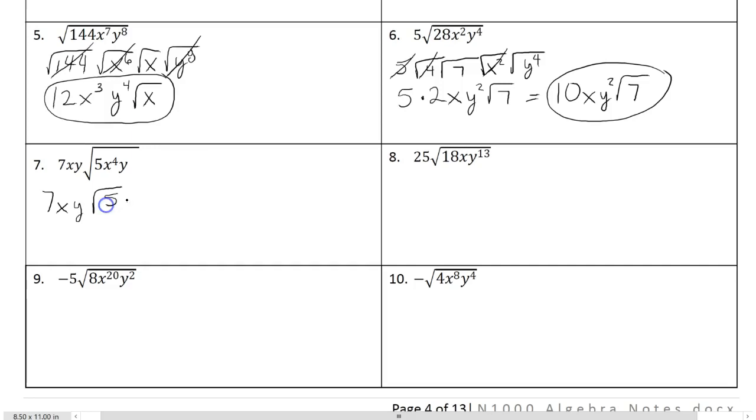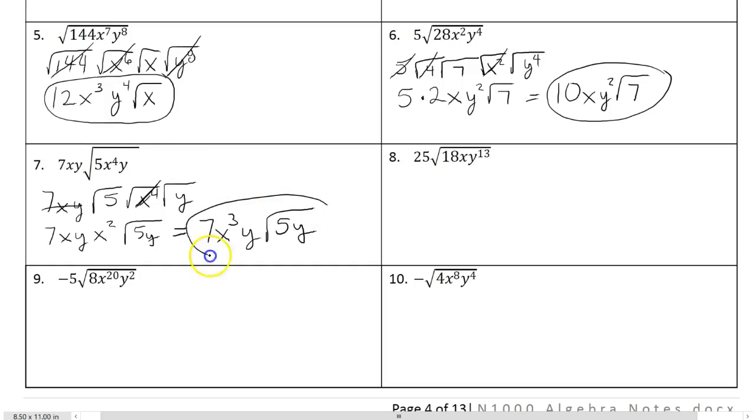In this example, the only perfect square is x to the fourth. Take the square root of x to the fourth, which is x squared, and put it on the outside. Leave 5y inside the square root. The answer then is 7x to the third y times the square root of 5y.